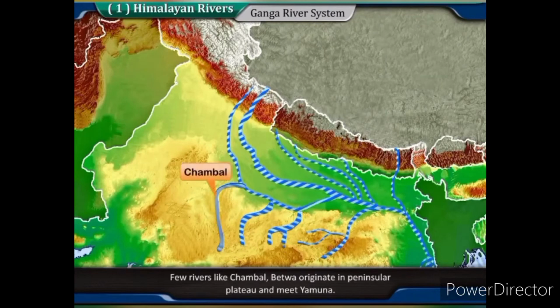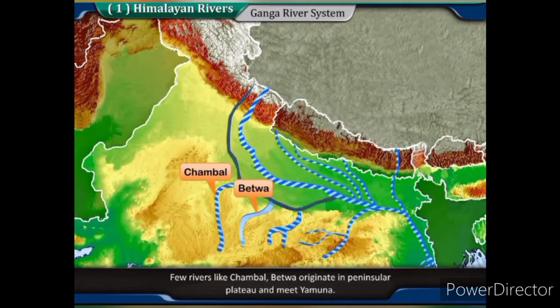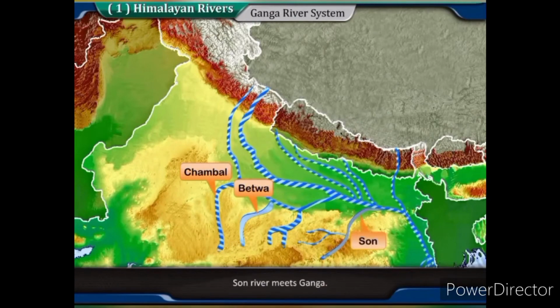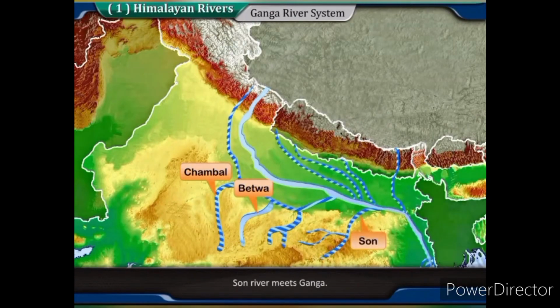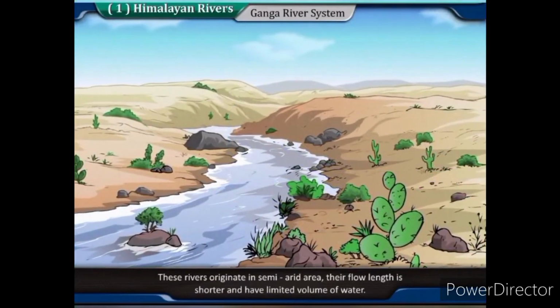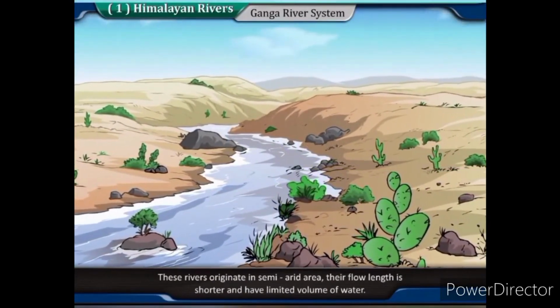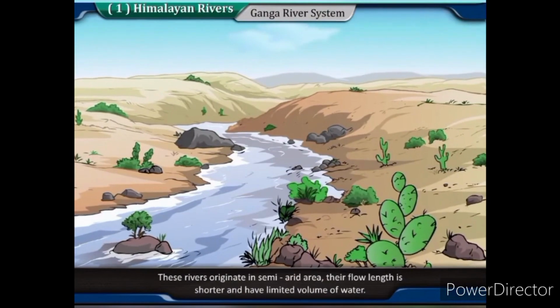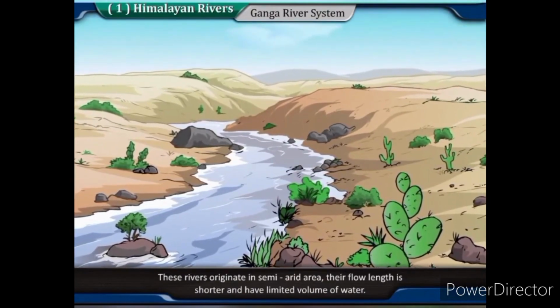Few rivers like Chambal and Betwa originate in the peninsular plateau and meet Yamuna. Son River meets Ganga. These rivers originate in semi-arid areas. Their flow length is shorter and they have limited volume of water.